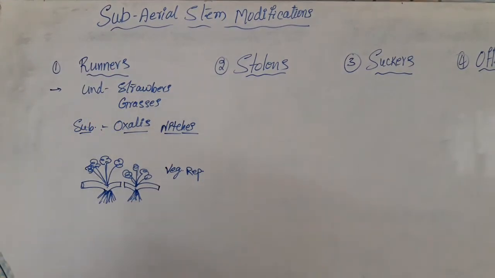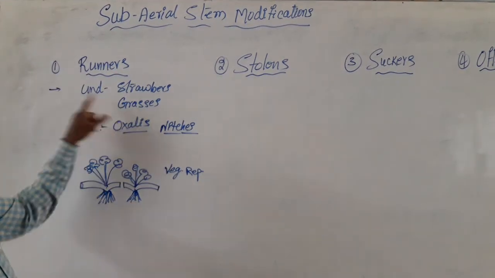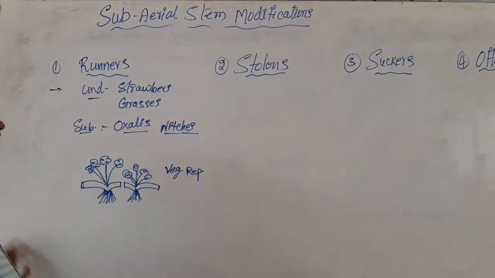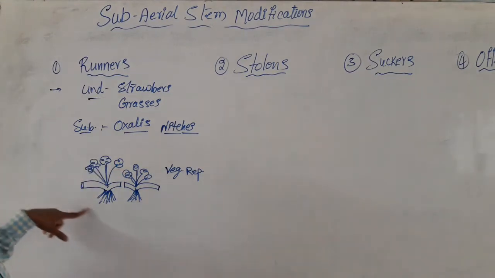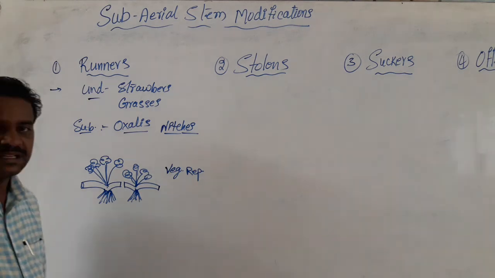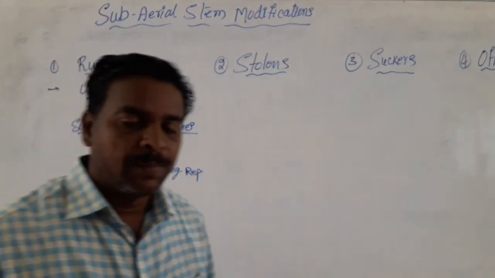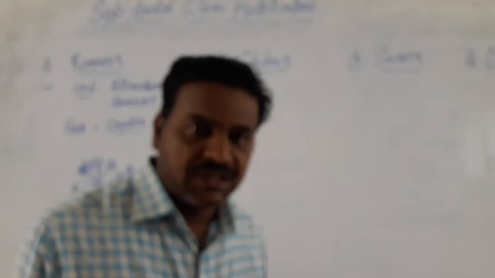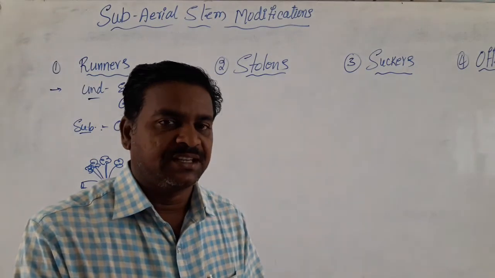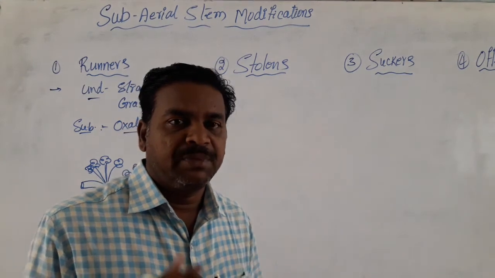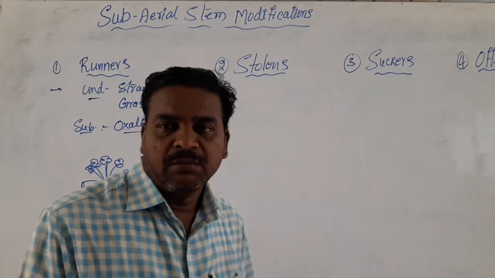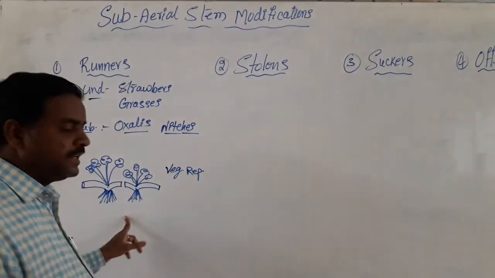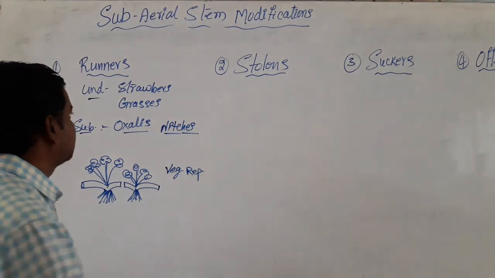One is strawberry and grasses. In these two plants, the underground stem produces niches. And another one, oxalis, where the stem creeps on the surface of the ground. Every node is rooted into the soil and also produces a group of leaves towards the upper side. When the internodes break off from the mother plant, automatically these nodes with leaves and roots lead an independent life. This is runners.